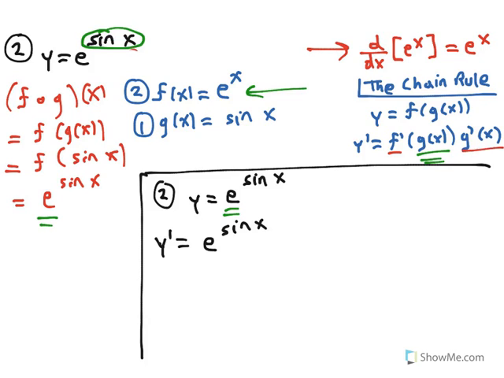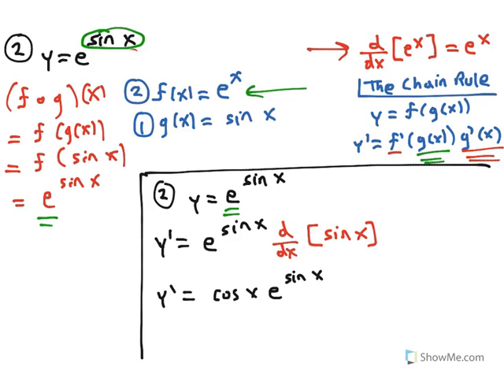And then we need to multiply by the derivative of the inside function. So we have the derivative with respect to x of sine x. And what is the derivative of sine x? The derivative of sine x is cosine x. So now you will have cosine x times e to the sine x.